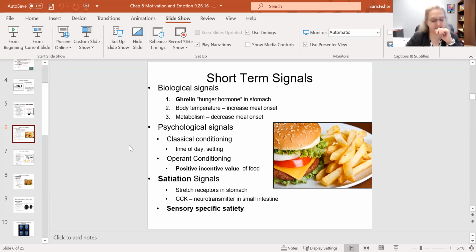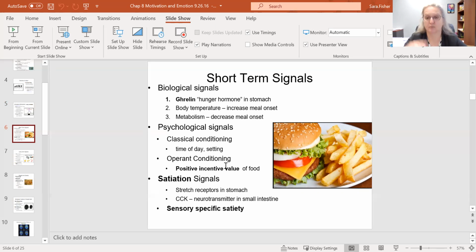Okay, then this is an important term right here. This one will show up on a quiz. You can count on it, and that's what we mean by positive incentive value. Now, let's take that word apart. Positive meaning pleasant, incentive meaning it incentivizes us, it's something you want. Positive incentive value of food simply means that food looks good and it tastes good. And when it tastes good, we will want to eat more, right?